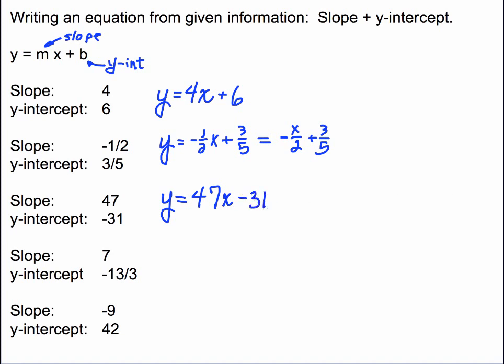There are two more here. I'd like you to try them. Turn off the video, copy those to your journal, write the equations, and restart the video when you're ready. All right, for this next one, a slope of 7, y-intercept of -13/3. This would be y equals 7x minus 13/3. And finally, y equals -9x plus 42.